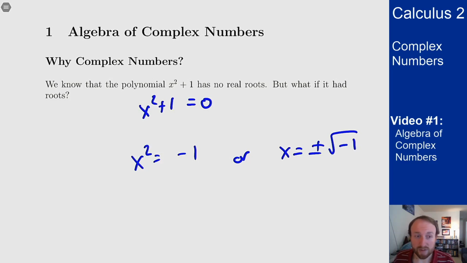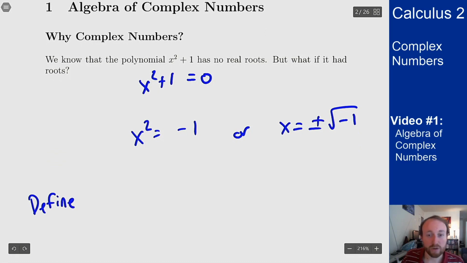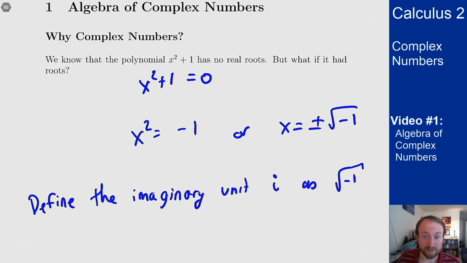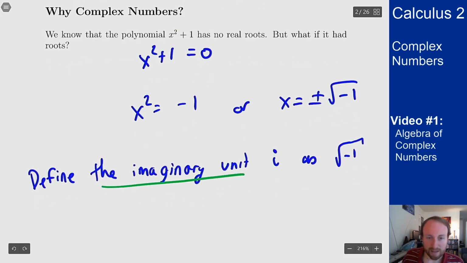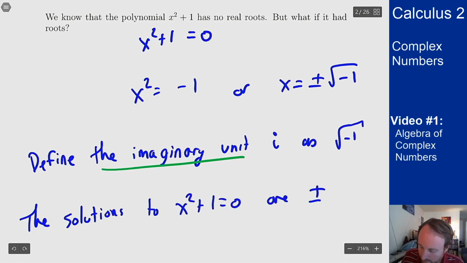So the idea of complex numbers is: let's make one up and see what we can do with it. Once the solution exists, what else can we do with it? We're going to define the imaginary unit i as the square root of -1. This is not a real number, it's a different object we're going to define, and we'll see what we can do once this i exists. In that case, the solutions to x squared plus 1 equals 0 are plus or minus i.